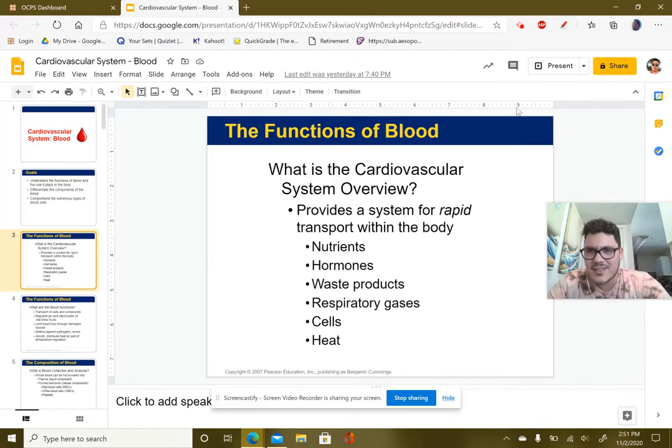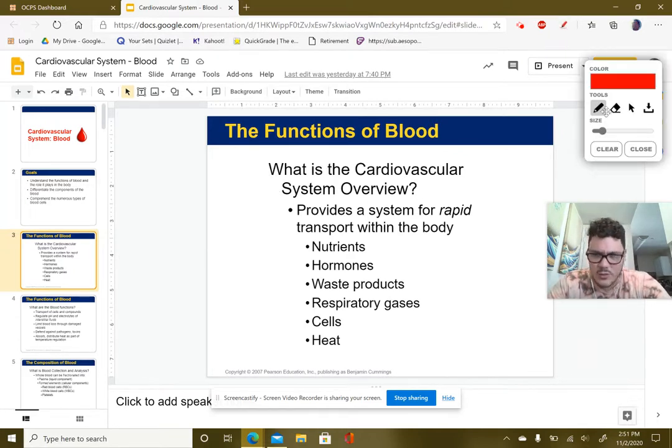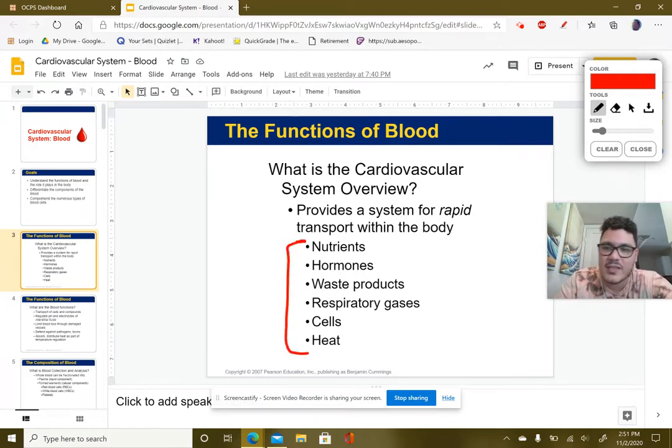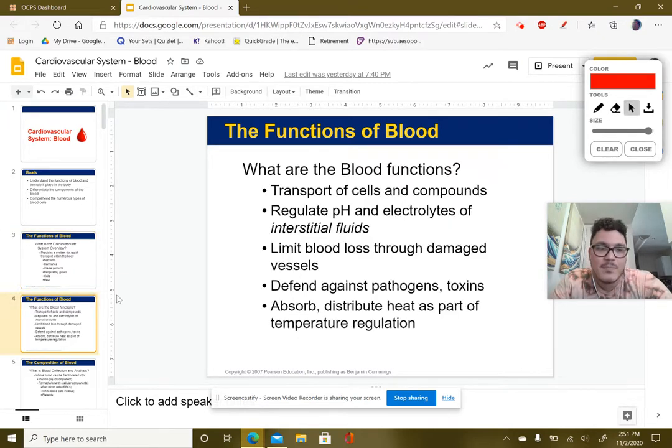So what is the cardiovascular system overall? Like, what's going on here, especially with regards to circulation, as we've been referencing. In regards to the circulatory system, it is a system of rapid transport within the body. So what are we rapidly transporting? All of this. Nutrients, hormones, waste products. Don't forget about the waste. We've got to get rid of waste product. Gases, which was literally everything associated to the respiratory system, cells, and also heat. So we're transporting a ton of stuff simultaneously through the body. A very efficient transportation system, might I add.